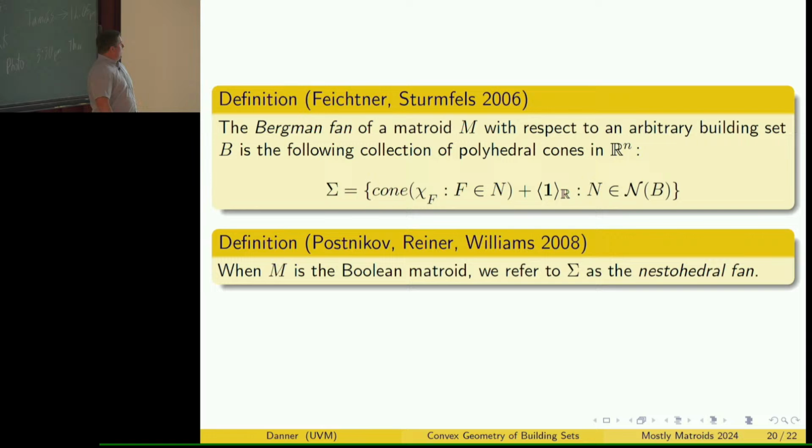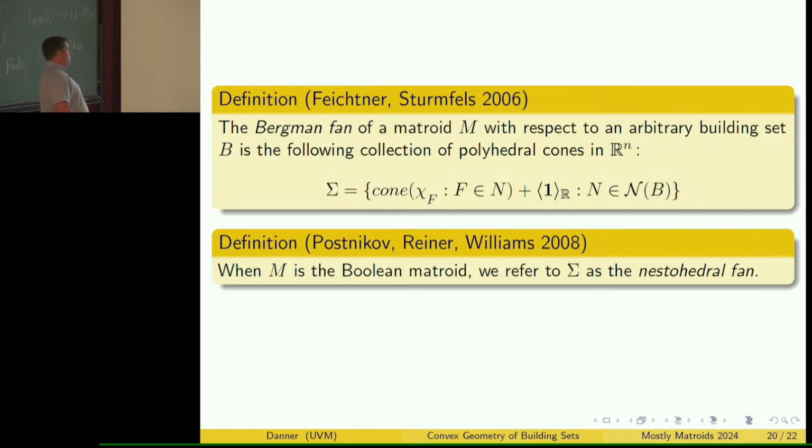More generally, Feichtner and Sturmfels, same year. Sturmfels, I believe, was the advisor of Klivans and Ardila at the time. I could be wrong about that, I apologize. The Bergman fan of the matroid with respect to an arbitrary building set is the following collection of polyhedral cones. Instead of looking at chains, what do nested sets do? They generalize the order complex. They generalize chains. They have all the chains plus some other stuff. So we're looking at cones associated to the indicator vectors for nested sets instead of just the order complex, instead of just chains.